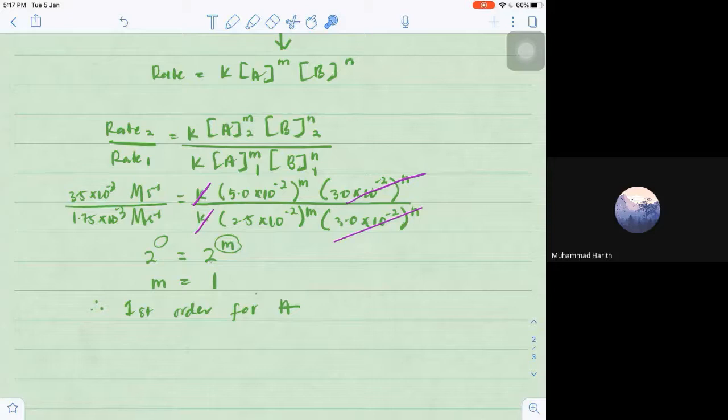Oh, ada eksperimen sampai 5 ke? Saya ada sampai 4 je. Oh, silap page.